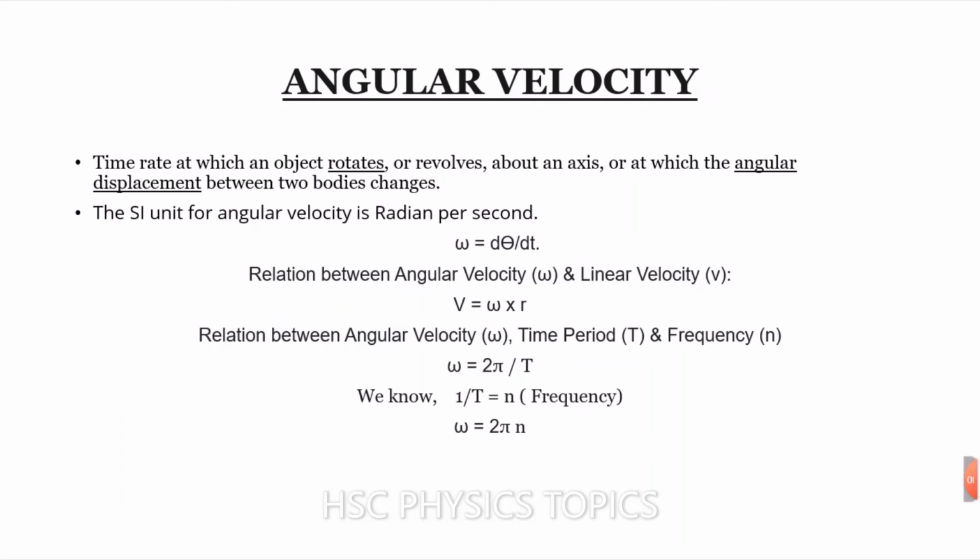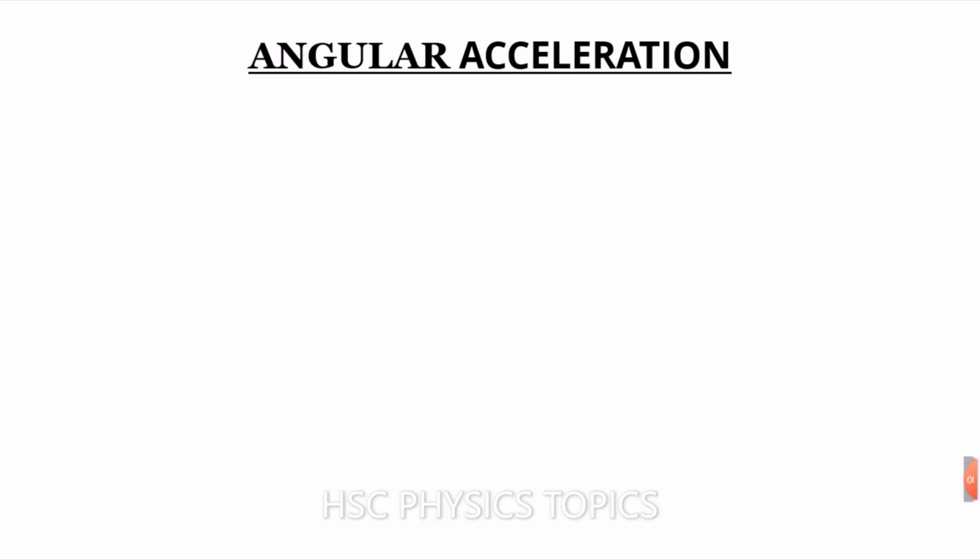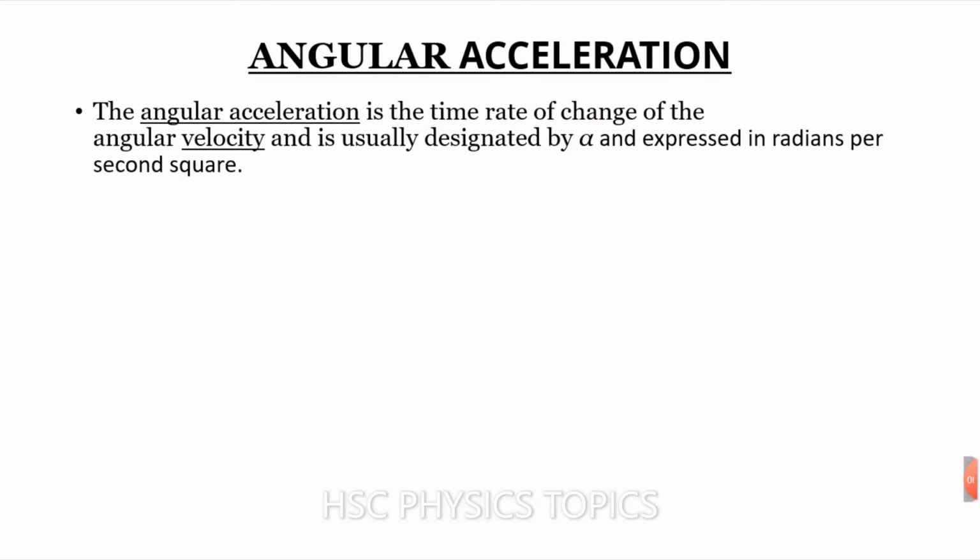Let's talk about the next topic, angular acceleration. Angular acceleration is the time rate of change of angular velocity, usually designated by alpha and expressed in radians per second square. So the unit is radian per second square. The angular acceleration alpha can be written as d omega by dt, where d omega is the change in angular velocity and dt is the change in time.